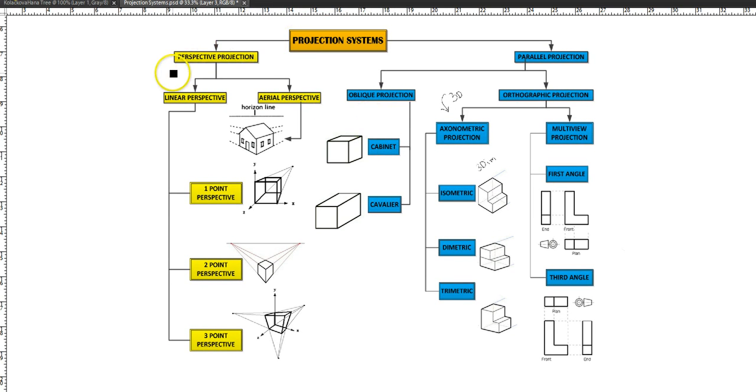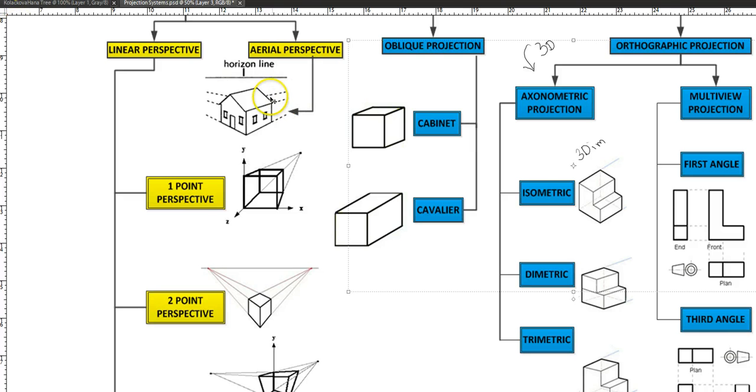Now the next one that we have over here is perspective projection. Perspective projection is primarily for making 3D perspective views. Again, this is mostly used for presentation. They are not used for construction, they are not used for manufacturing. Now the main difference between these two is you will see the projection lines. The projection lines in perspective views are not going parallel to each other. They are merging at a point.